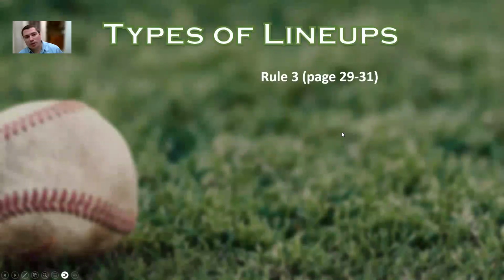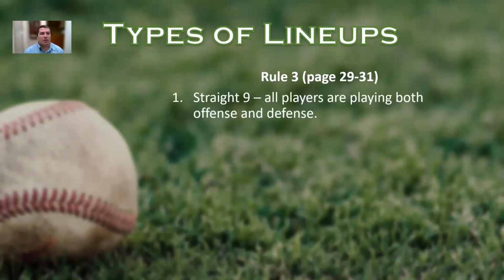We are starting with types of lineups today. This is on Rule 3. With your orange rule book, go ahead and flip to page 29, 30, and 31. That's where we're going to be spending a good bit of our time, the first part of this meeting. There are three types of lineups that you will encounter.